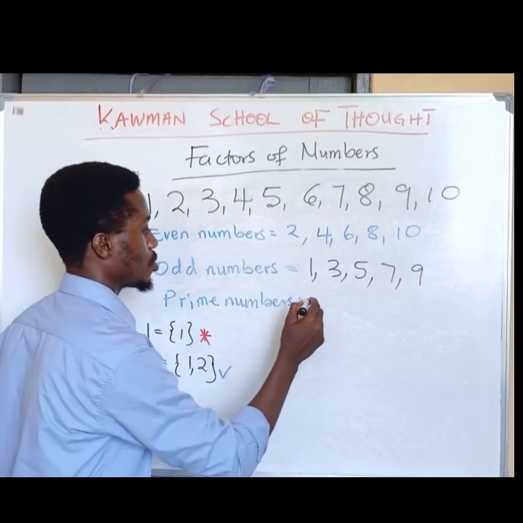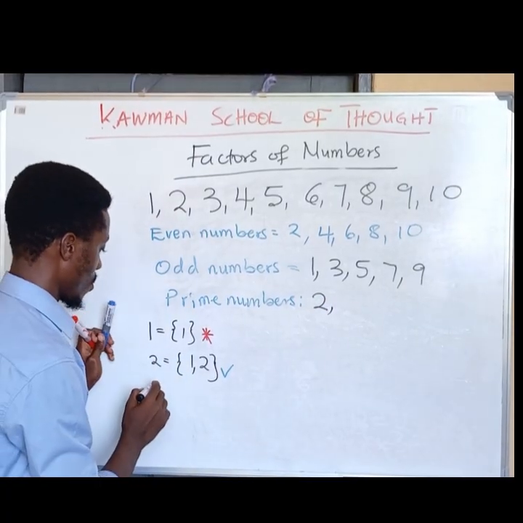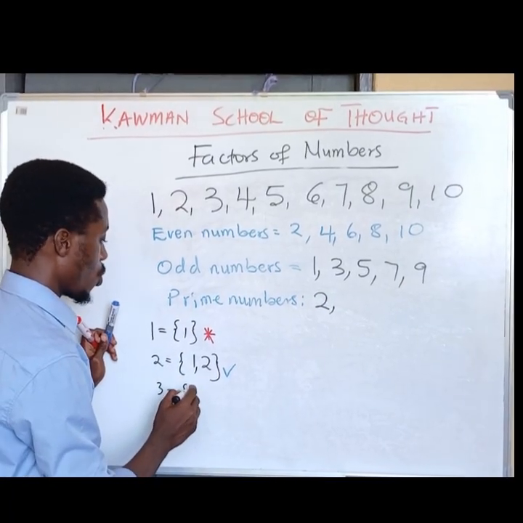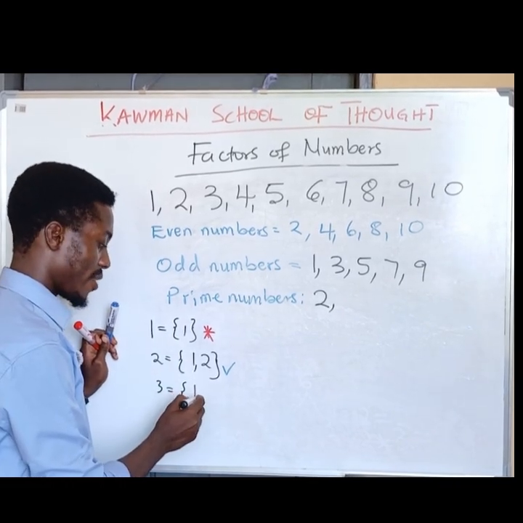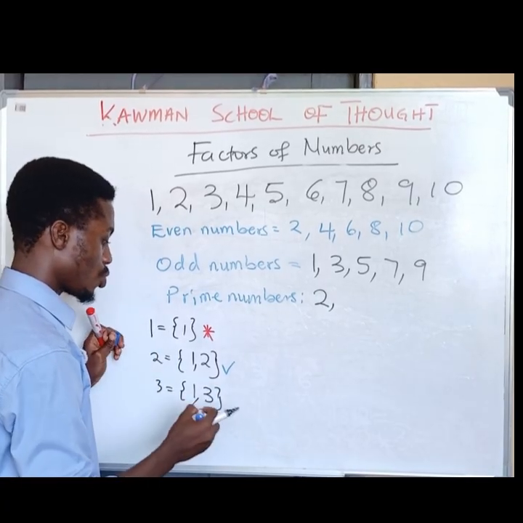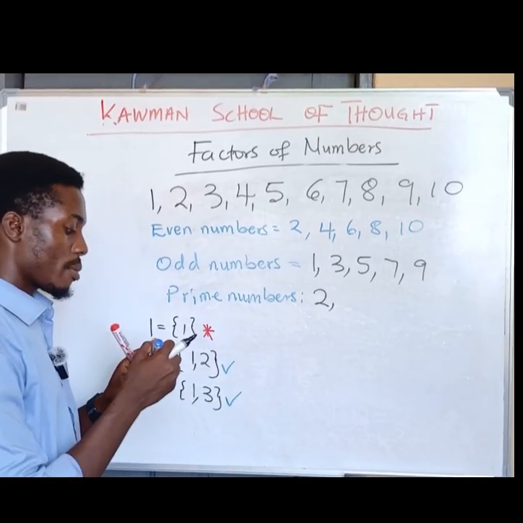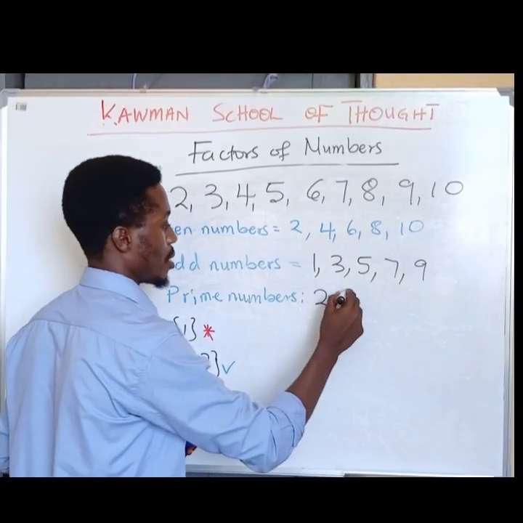So 2. 3. What numbers can divide 3? 1 can divide 3. 3 can divide 3. How many factors do we have here? 2, so it is a prime number. Why? Because prime numbers are numbers that have only 2 factors. So 3 is a prime number.